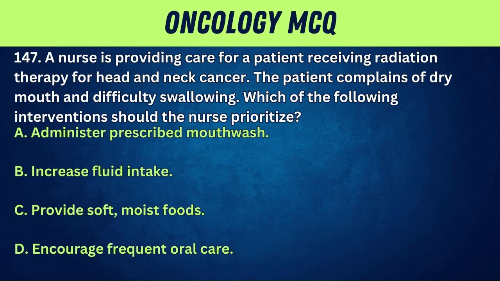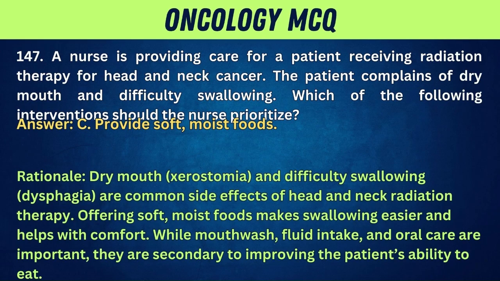The patient complains of dry mouth and difficulty swallowing. Which of the following interventions should the nurse prioritize? A. Administer prescribed mouthwash. B. Increase fluid intake. C. Provide soft, moist foods. D. Encourage frequent oral care. Answer: C. Provide soft, moist foods.